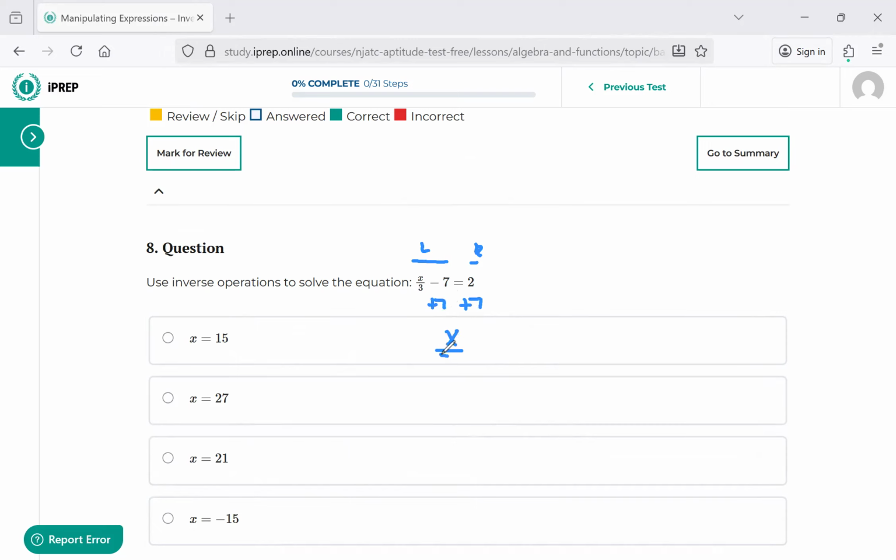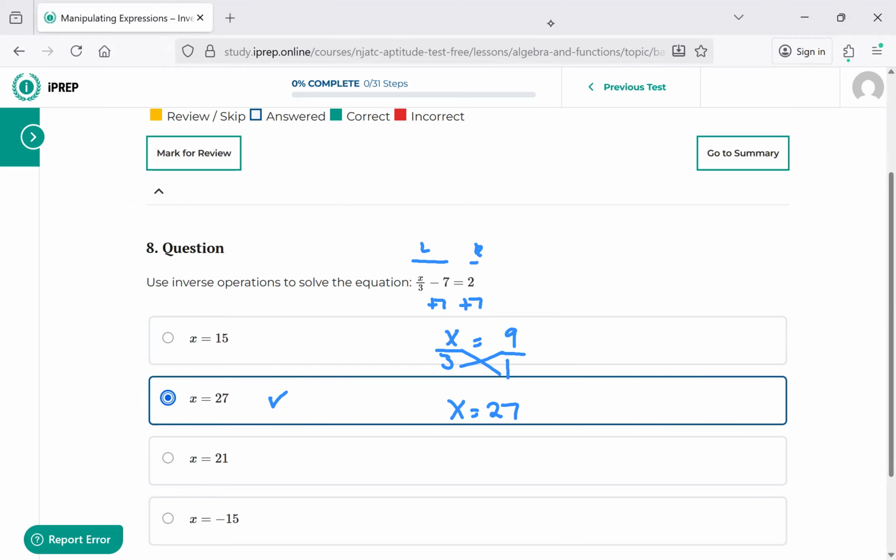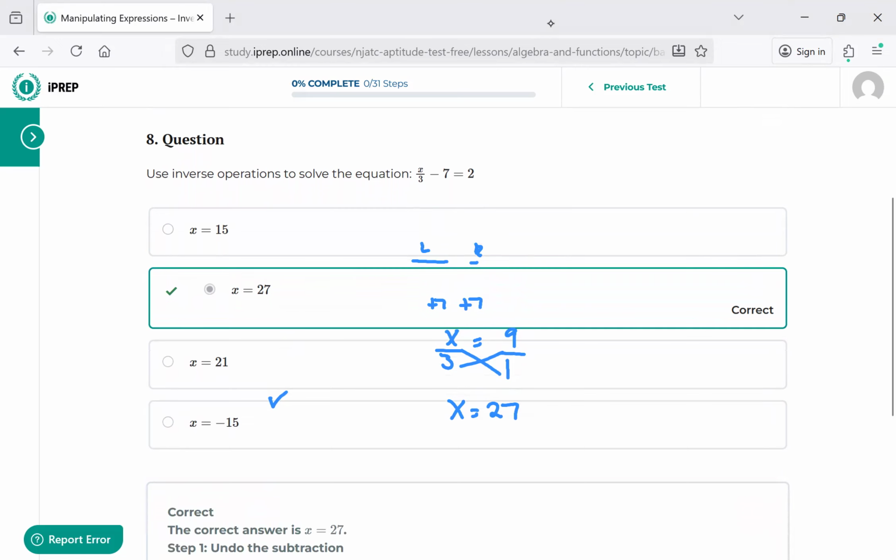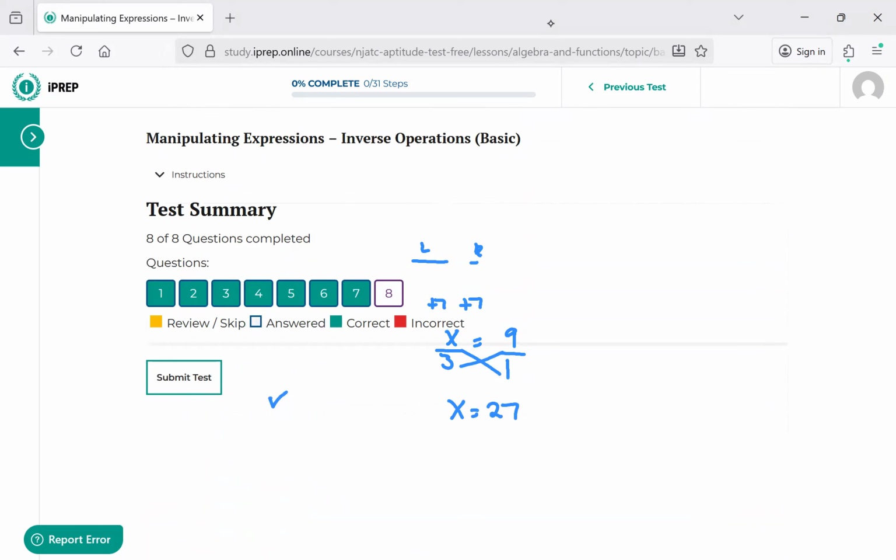You get x over 3 equals 2 plus 7 is 9. Then what you would do is cross multiply, because you only have a left side and a right side. You can cross multiply only if you have two sides. So what's 1 times x? x. And then what's 3 times 9? 27. So it's that one. Okay, let's move on to the next test.